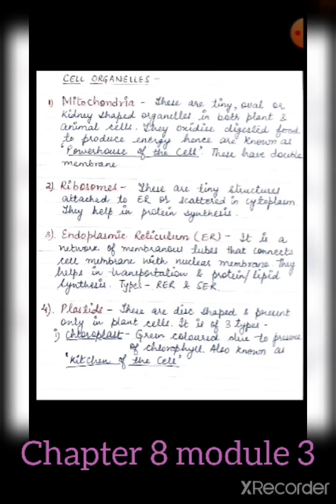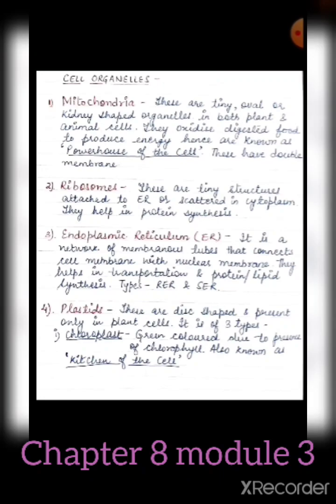Next one, fourth is plastids. These are disc shaped and present only in plant cells. It is of three types. So plastids are only present in plant cells, and they are of three types. One is chloroplast, second is chromoplast, and third is leucoplast.